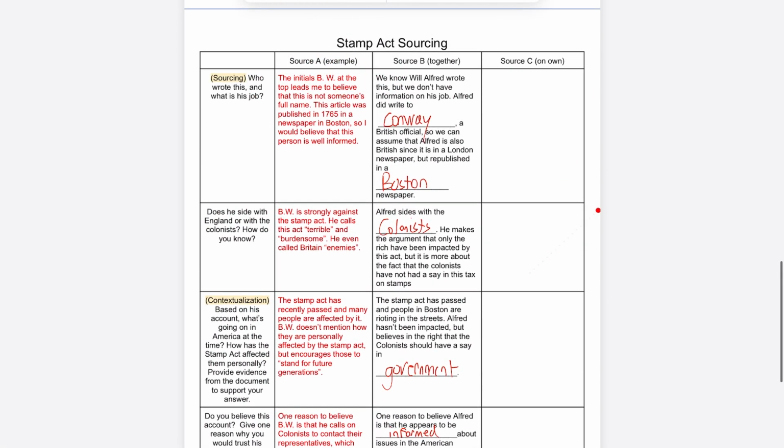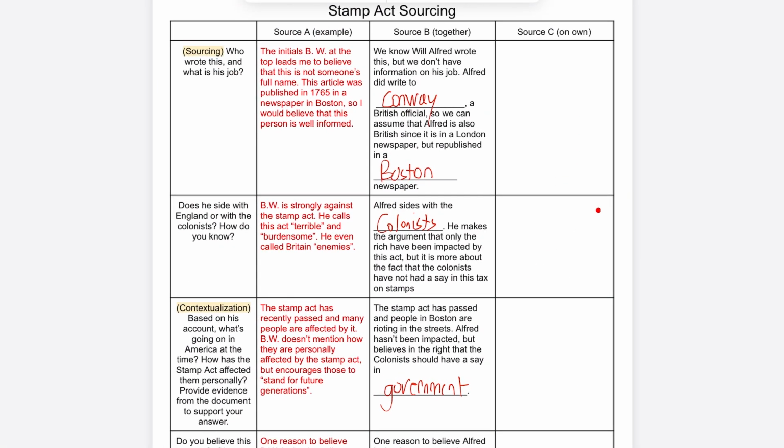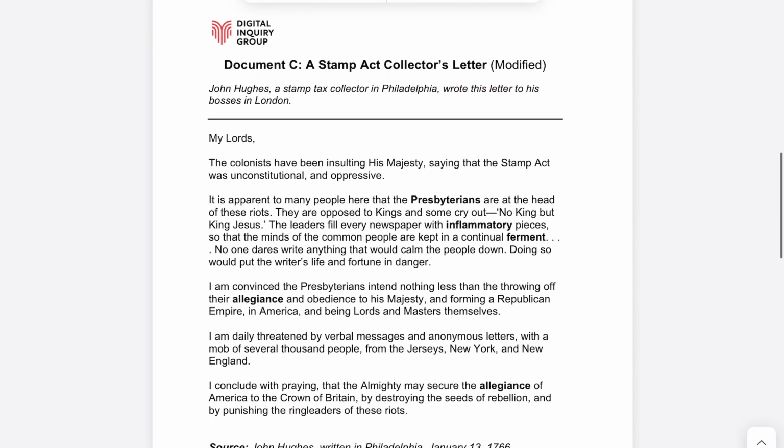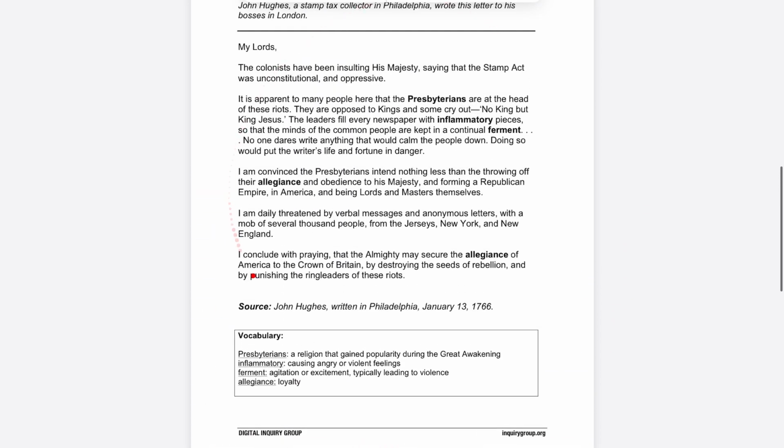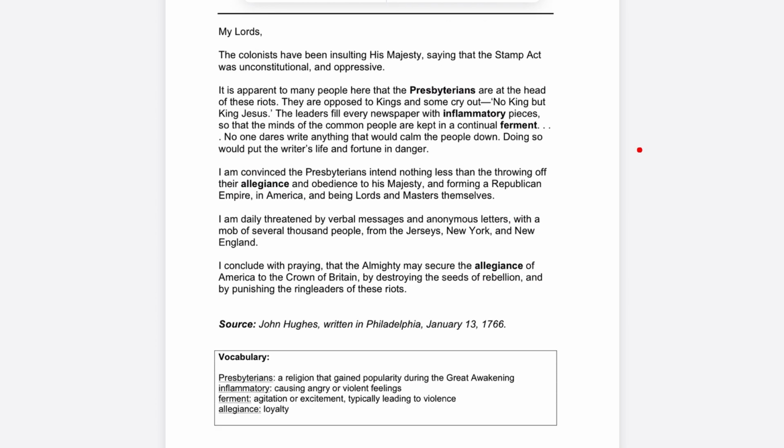Okay, so what's going to happen here is you are going to read and mark up the text like I did for document C. It's a Stamp Act collector's letter. After you read and mark it up, don't forget to use the vocabulary. Presbyterians, a religion that gained popularity during the Great Awakening. Inflammatory is causing angry or violent feelings. Ferment means agitation or excitement, typically leading to violence. And allegiance would be loyalty. So use those if you get stuck here.